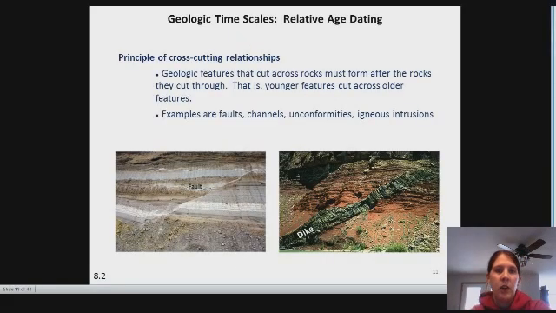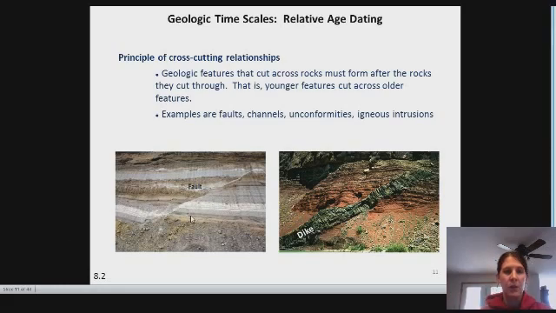Okay, the principle of cross-cutting relationships. Geologic features that cut across rocks have to form after the rocks they cut through, right? You can't cut through something that doesn't exist. Therefore, younger features cut through older features. Good examples are faults or igneous intrusions called dikes.